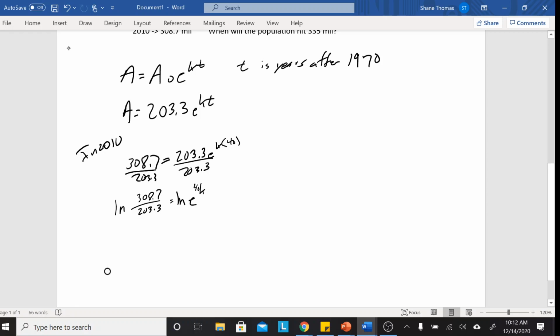That's going to leave me with the natural log of 308.7 over 203.3 equals, that's going to be 0.418. And that is equal to 40k, right? You with me on that? Just apply the natural log to both sides. Now, I want to get k by itself. Divide both sides by 40. I'm looking at 0.01.